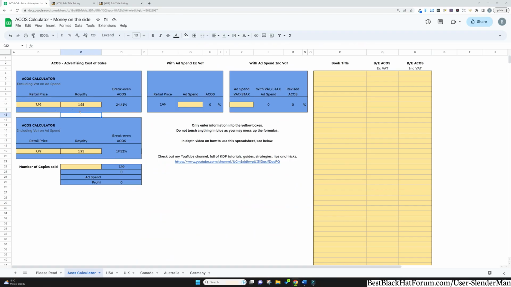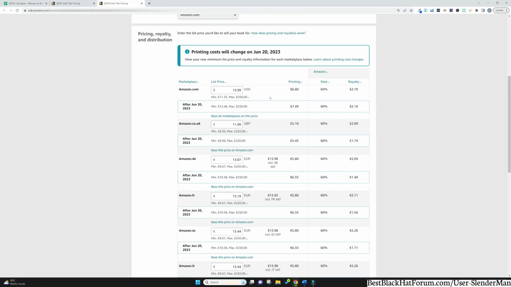But what about if we look at a different type of book, such as a hardcover book? What do you think the break-even ACOS would be for a hardcover book that has a black and white interior and has 109 pages? The list price is $15.99 and it pays a healthy royalty of $2.10. Do you think the break-even ACOS would be 20%? 30%? I'll give you a few more seconds just to have a guess.